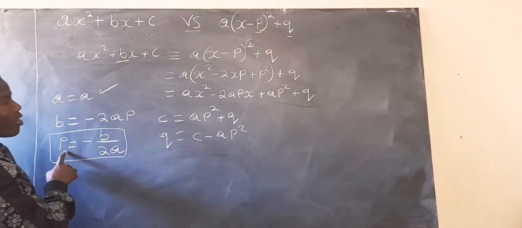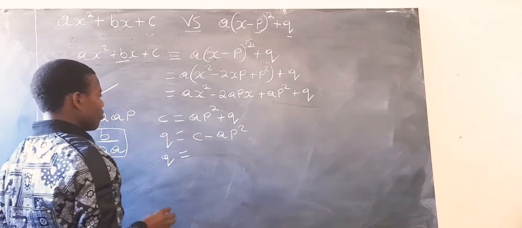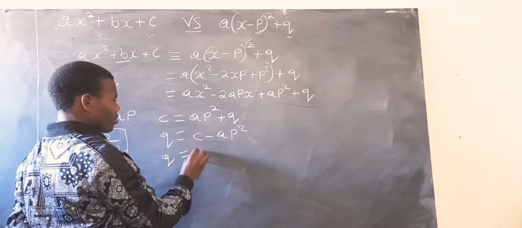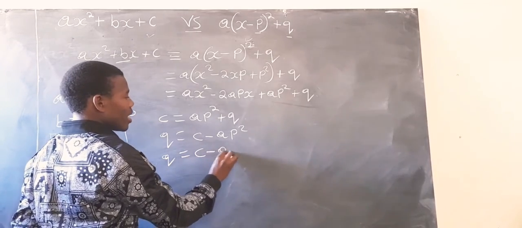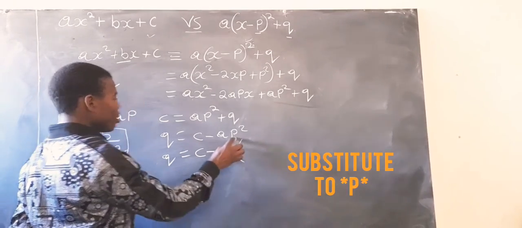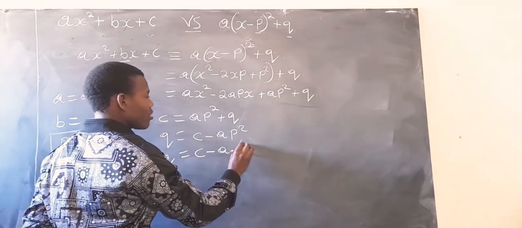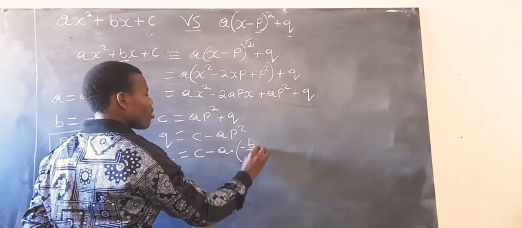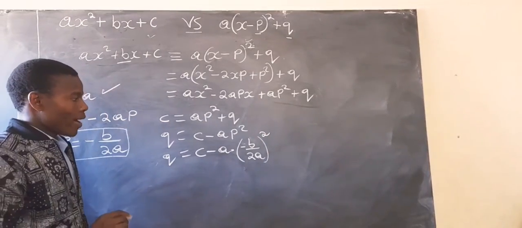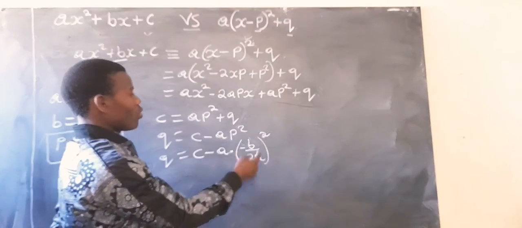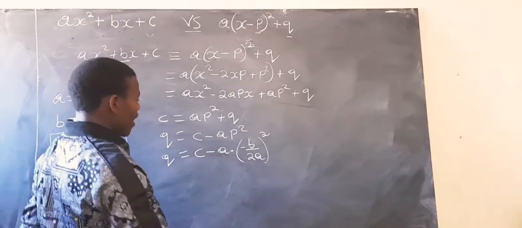Fortunately enough, you have the value of p, which means you can substitute now the value of p by having what? By having c minus a times, what is the value of p? The value of p is negative b over 2a, which means you have negative b over 2a, but it is being squared. Well, now what can you say? You have to try to minimize or to simplify as far as possible.